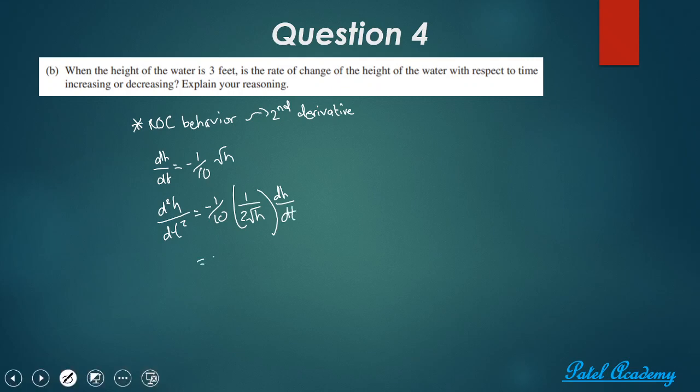And so actually this is 1/10 times 1 over 2√h times, well, we resubstitute our value of dh/dt. So we get -1/10 √h. And so our final answer turns out to be 1/200. It's independent of the height. And so even though they give you the height of the water in this question, it doesn't even matter, because we have a value 1/200, which is greater than 0.